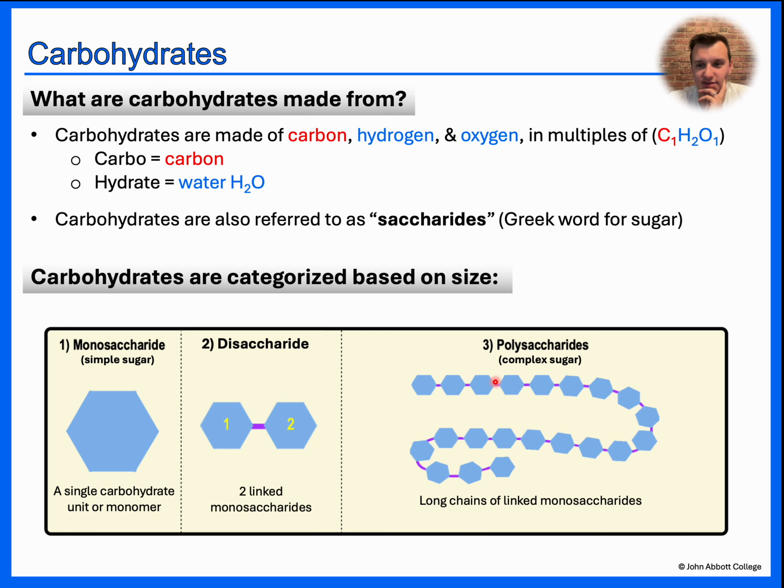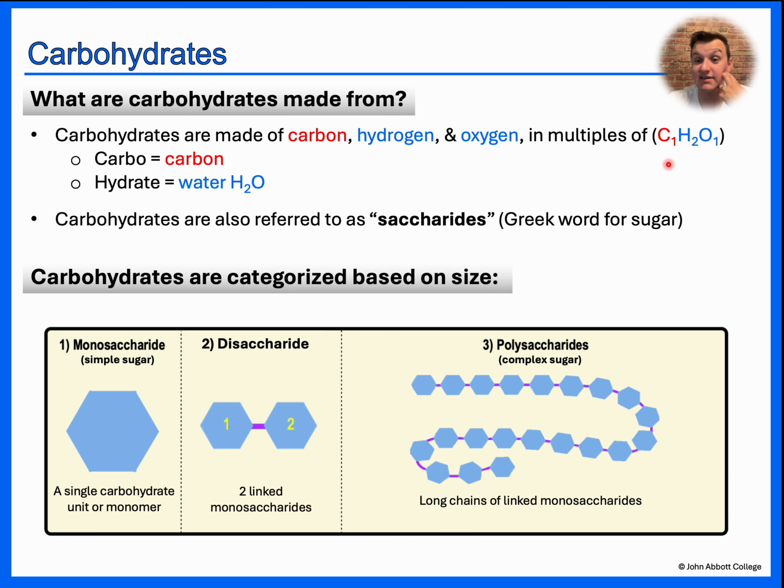What are carbohydrates made from? Carbohydrates are made of carbon, hydrogen, oxygen, in multiples of C1H2O1. Okay, so a carbohydrate could be C1H2O1. It could be C2H4O2. It could be C3H6O3, right? As long as the H is doubled, then it's considered a carbohydrate.